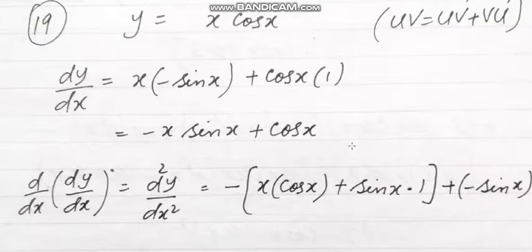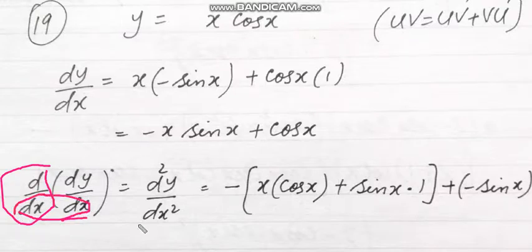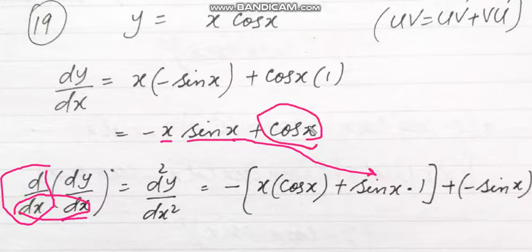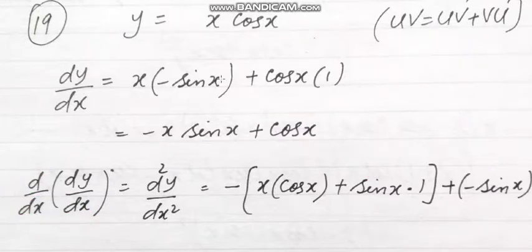So for finding the second derivative, it's written d by dx of the first derivative, dy by dx. So d into d becomes d², and this becomes dx². Now for finding the derivative, this is again in u into v form. x as it is, the derivative of sin x will be cos x, plus sin x as it is, and the derivative of x will be 1. Then the derivative of cos x will be minus sin x, and this is the second derivative of the given function.